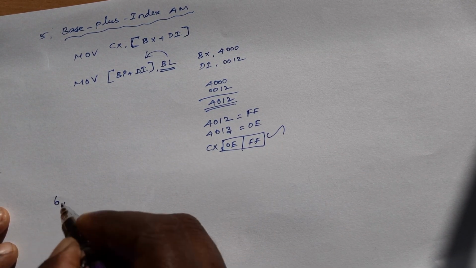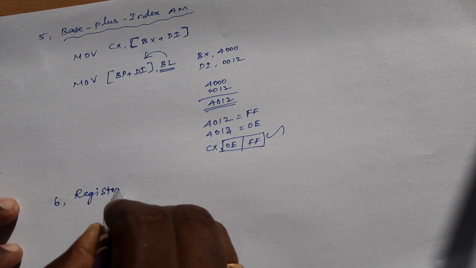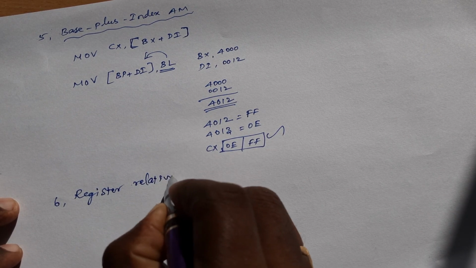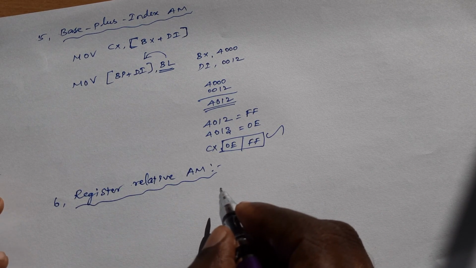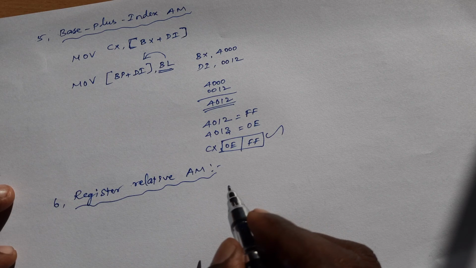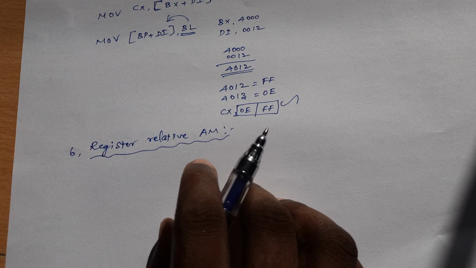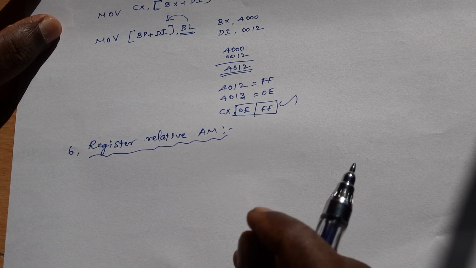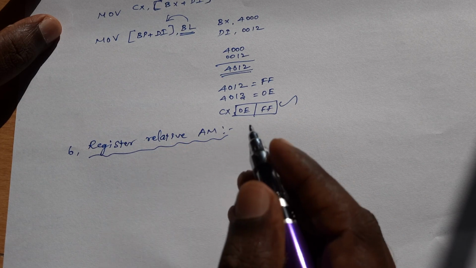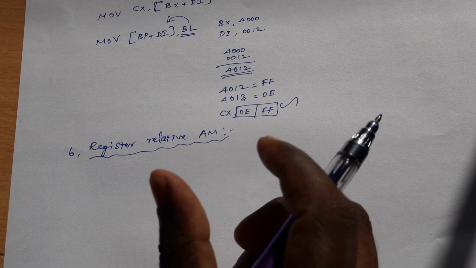And now the sixth one is going to be register relative addressing mode. This register relative addressing mode is similar to base plus index addressing mode and displacement mode. Displacement is nothing but, we have a shift instruction, rotate instruction, and those kinds of instructions. There we will have how many times we shift and how many times we rotate, such things. That number we have in the instruction is actually called displacement.